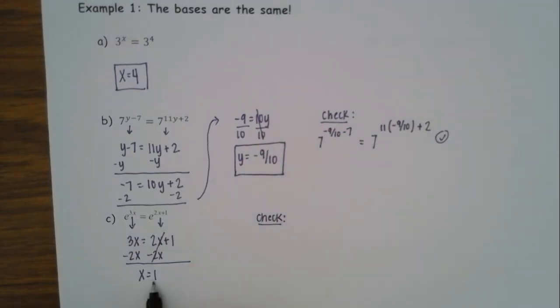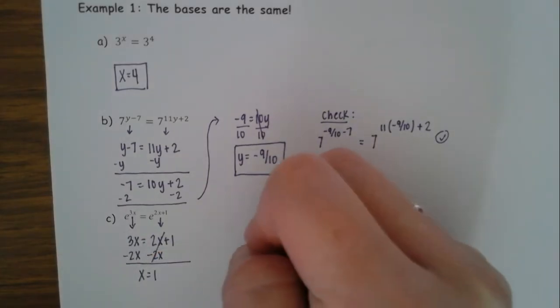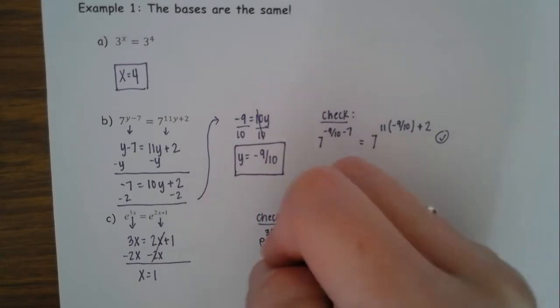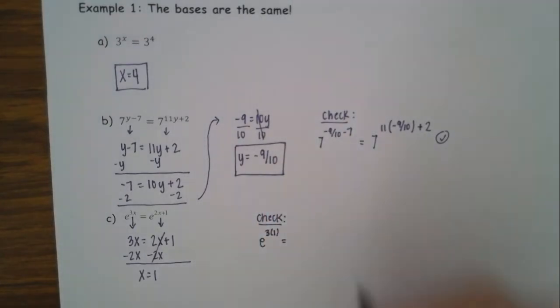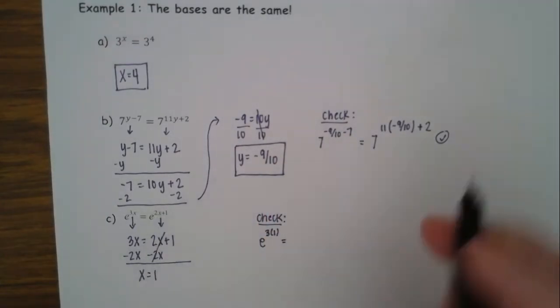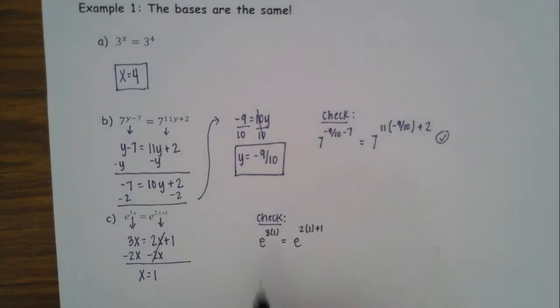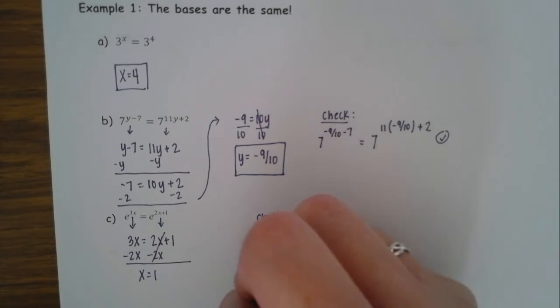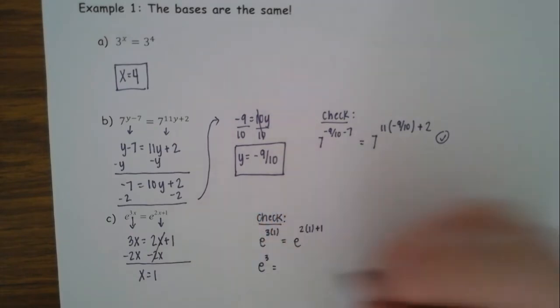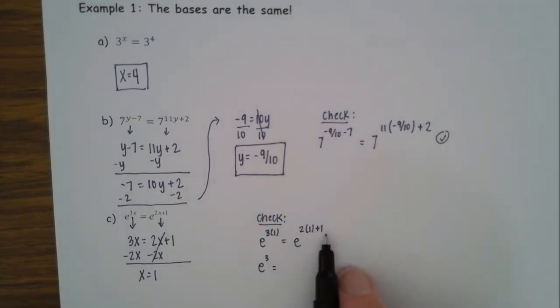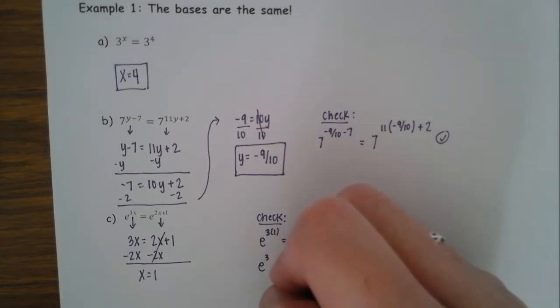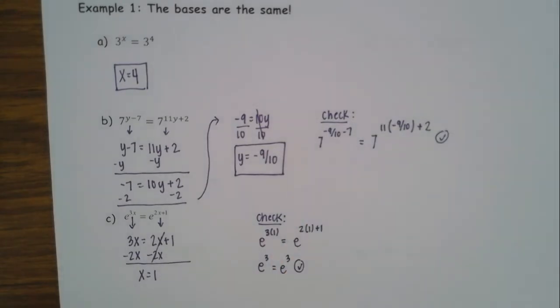If I take this 1 and I substitute it back in for this x over on the left-hand side, that's going to give me e to the 3 times 1. On the right-hand side, if I substitute this 1 in for this x, that's going to give me e to the 2 times 1 plus 1. Well, the left-hand exponent is going to simplify to 3. And this right-hand exponent, 2 times 1 plus 1, is also 3. So this is showing me that e to the third is equal to e to the third. So x is equal to 1 must be my value.